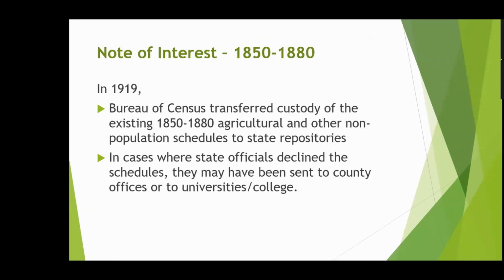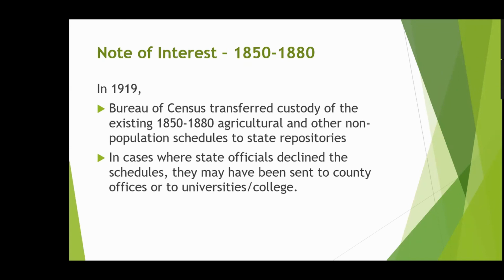Okay, note of interest. In 1919, the Bureau of Census transferred custody of the existing 1850-1880 agricultural and other non-population schedules to state repositories. There were cases where some state officials declined the schedules. They may have been sent to a county office or to the university or college's archival area. They have no record of where those items went.